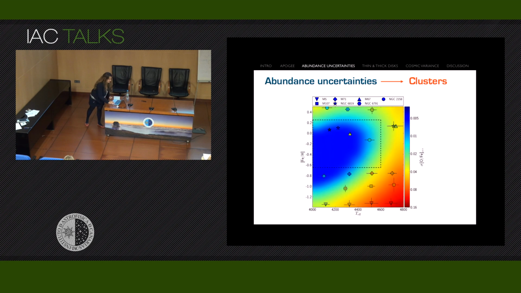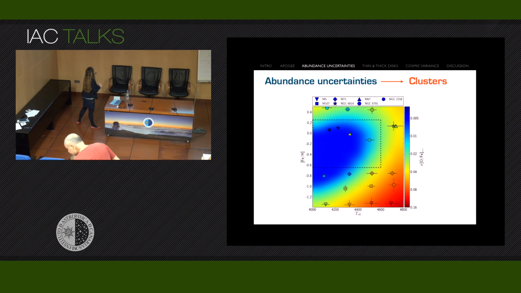The good thing about APOGEE is that we have clusters. Clusters are really useful because a cluster is a single population. It is formed in principle at the same time, so you will not have cosmic variance in your cluster. So what we did is measure the scatter in the clusters. The scatter in the clusters will come only from the errors in the measurements.